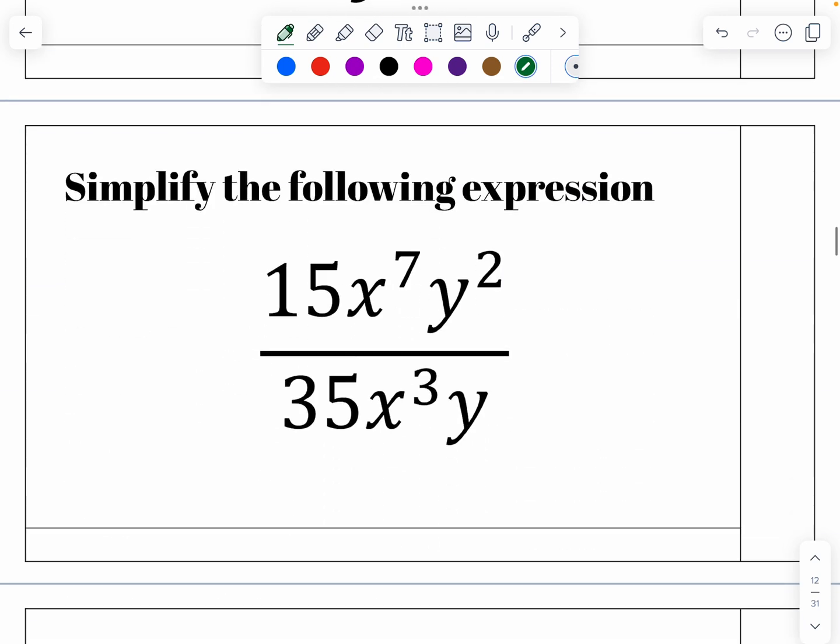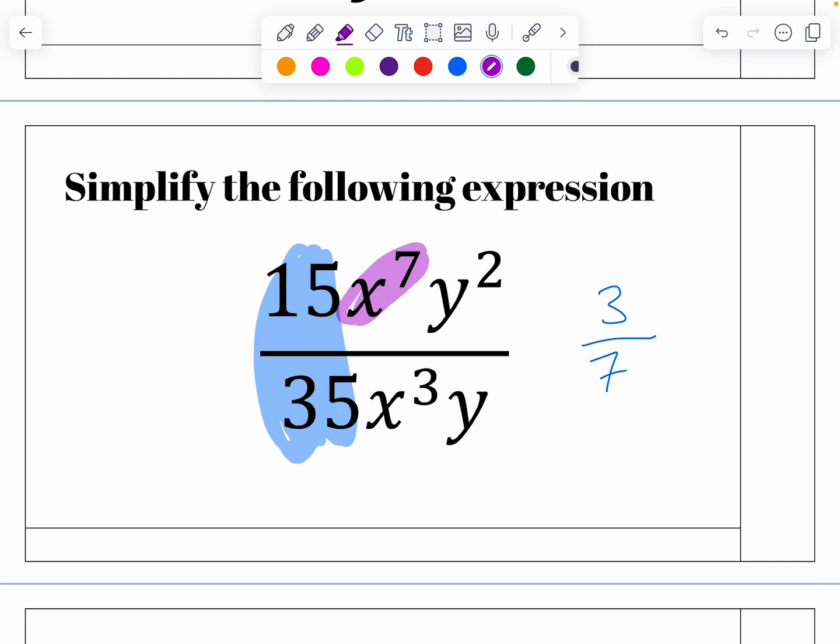Same kind of thing here. It's a very, very similar problem, just different numbers. Again, I'm going to look at my like terms. I have my constants, my numbers. 15 over 35. Both of those are divisible by 5. I get 3 over 7. Looking at my x's, I have x to the 7th and x to the 3rd. I can get rid of all 3 of the ones down on the bottom because I have more on top, and I will have 4 left on the top.